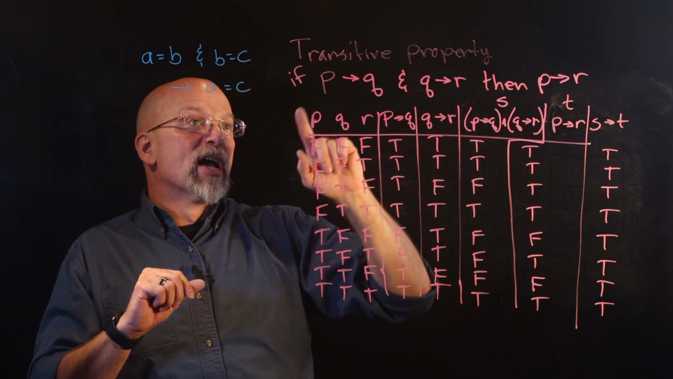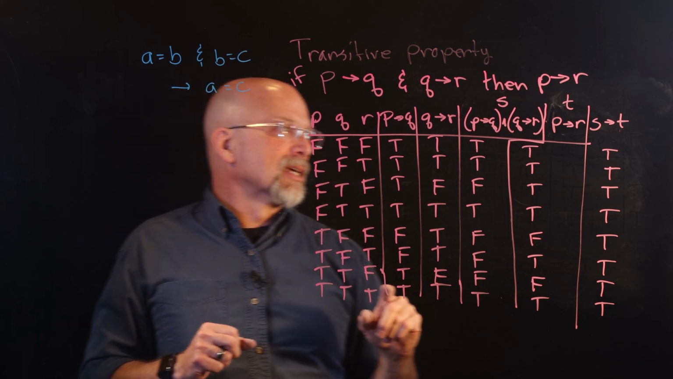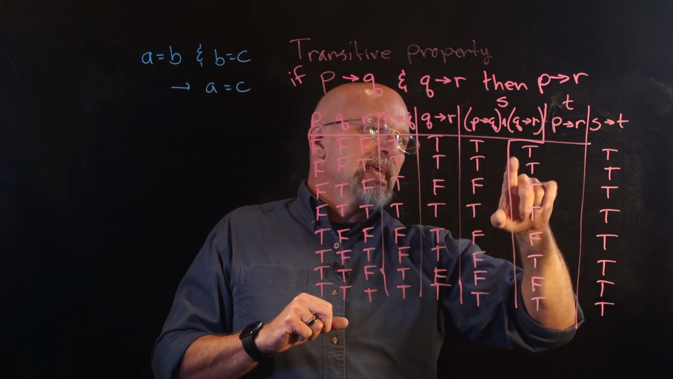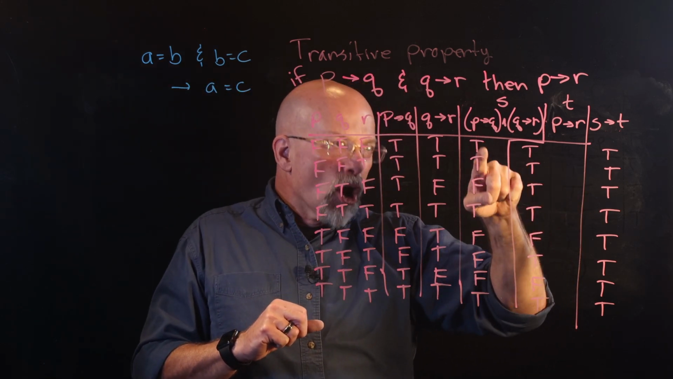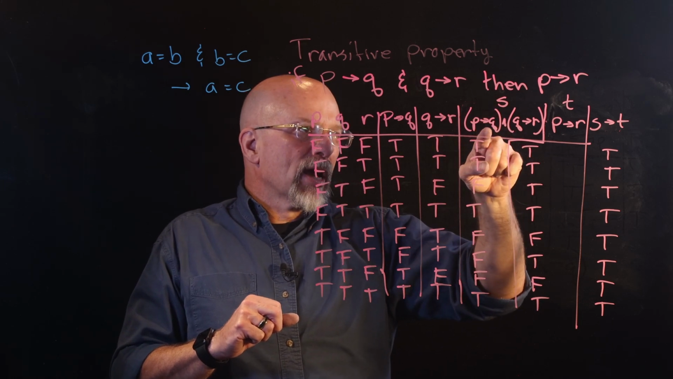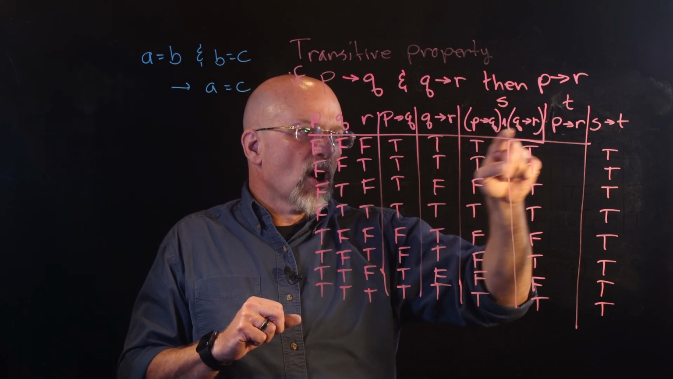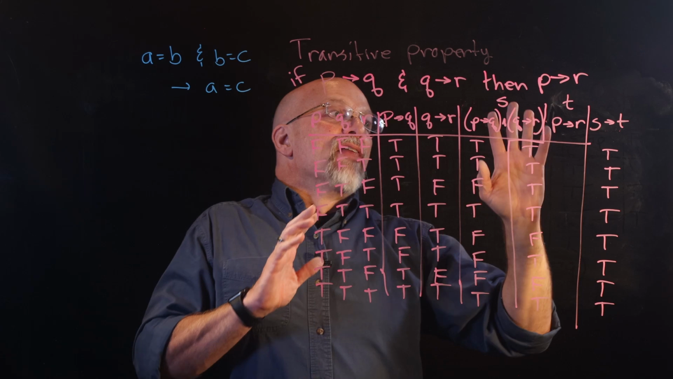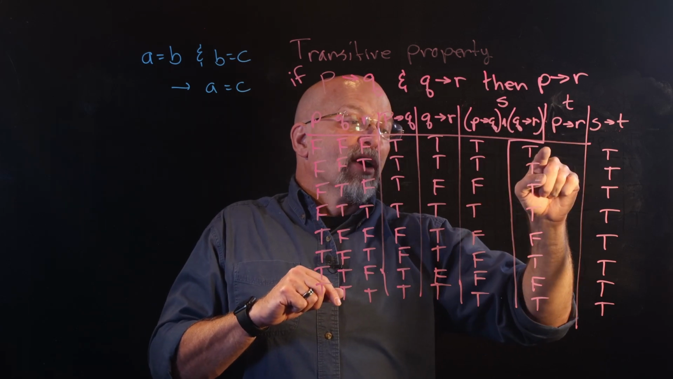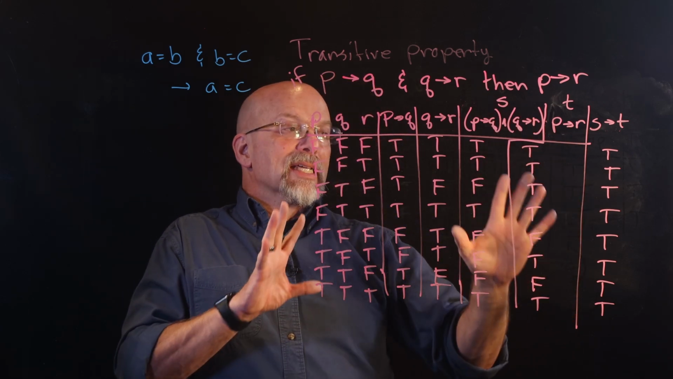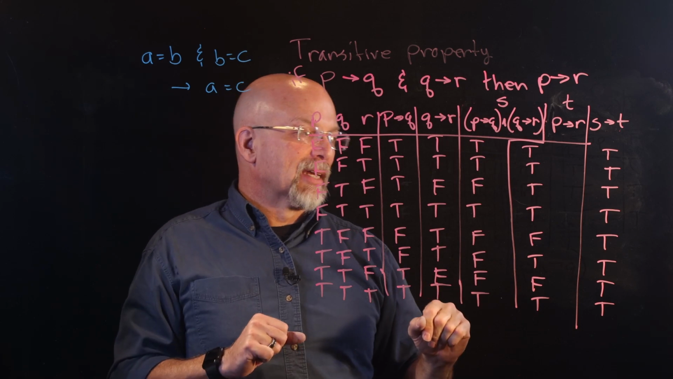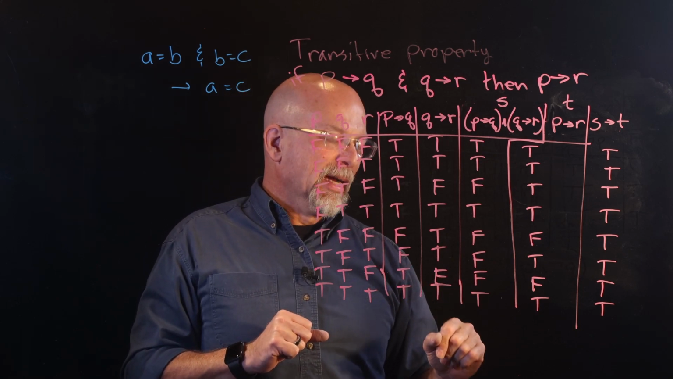In other words, the implies is transitive. We can see that by seeing that there is no time when P implies Q and Q implies R is true that P implies R is false. There's no time is there that negative case. All right?